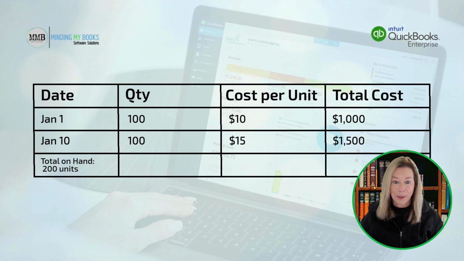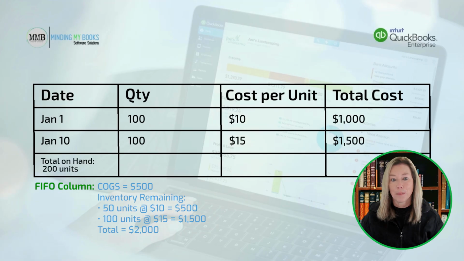With FIFO, the oldest costs go first. From the same example, FIFO assigns $10 per unit for the first 100 units sold, and $15 per unit for the rest. Let's say you sell 50 units using FIFO. QuickBooks takes them all from your January 1st purchase, 50 units at $10 each, for a cost of goods sold of $500. Your remaining inventory is 50 units at $10 and 100 units at $15.